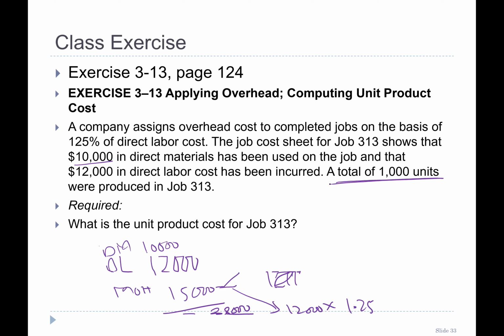But the number of units produced were 1,000. So 38,000 divided by 1,000. Answer would be 38. Wait, isn't it 37? Oh, yeah, 37. Sorry. Yeah, it's 37. Okay, my bad. It's 37. Right? Good.